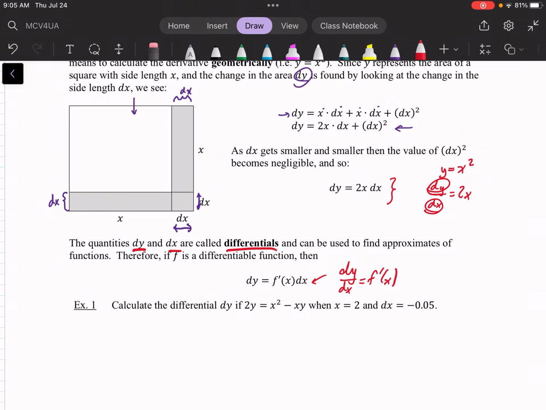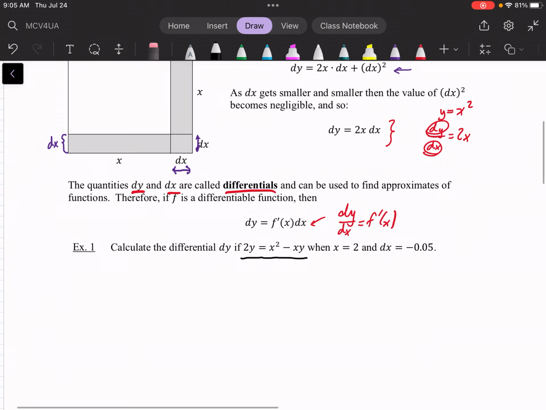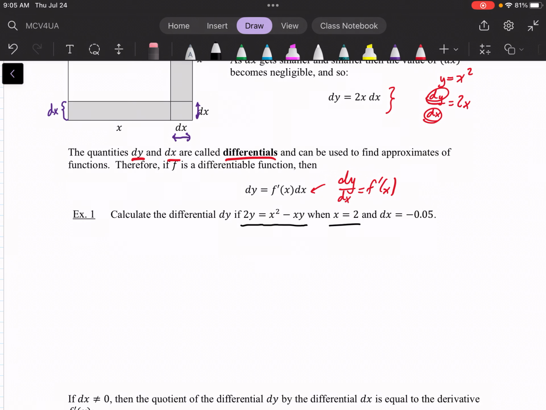Okay, so let's show you how you can do this. Let's suppose we have the expression 2y equals x squared minus xy. We want to calculate the differential dy of this expression when x is equal to 2 and dx is equal to negative 0.5. So this is just telling you x is a specific value at a specific point, and dx is decreasing by 0.5 units. Using that expression, we're going to find dy.